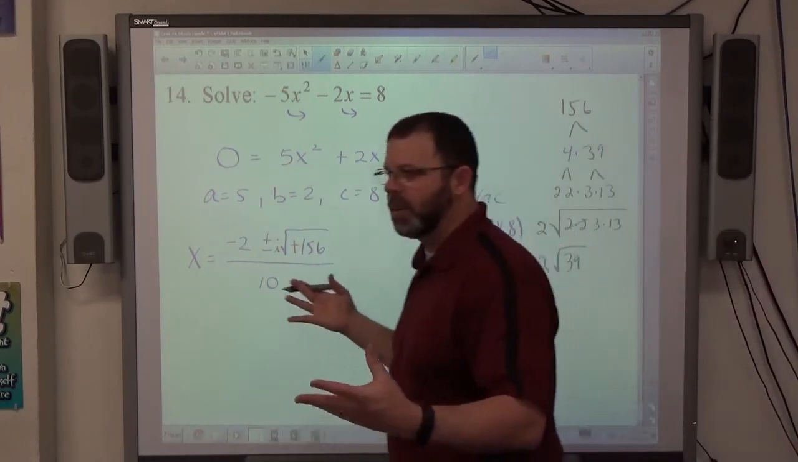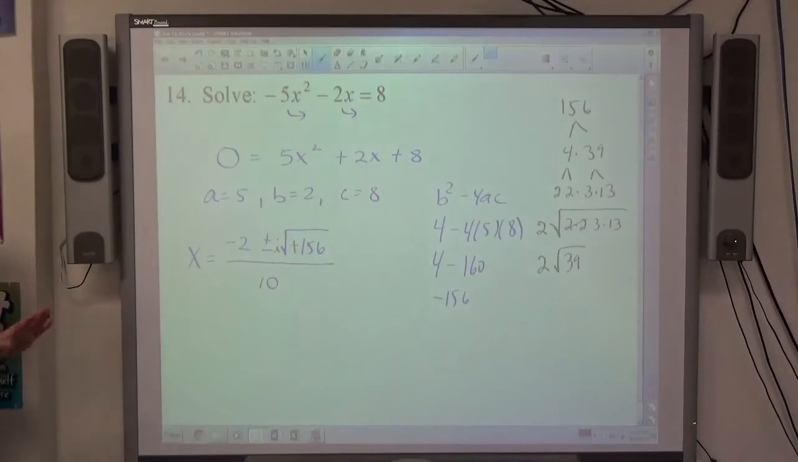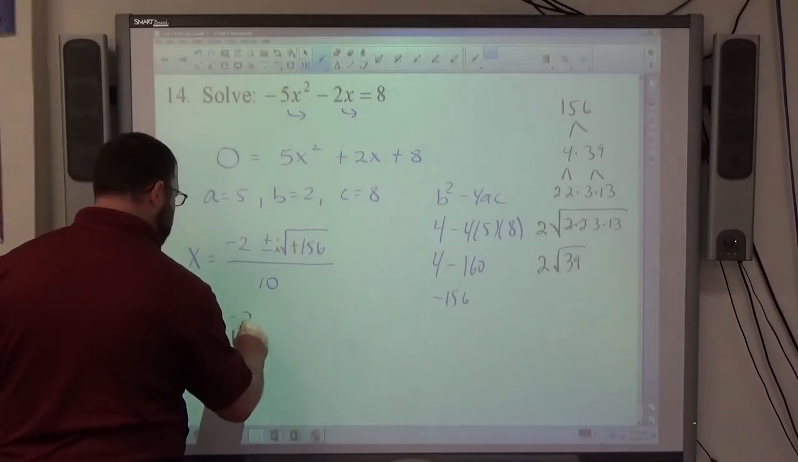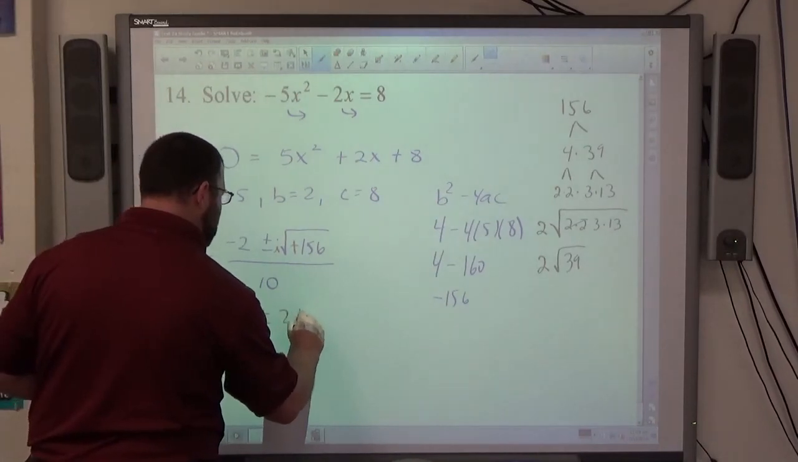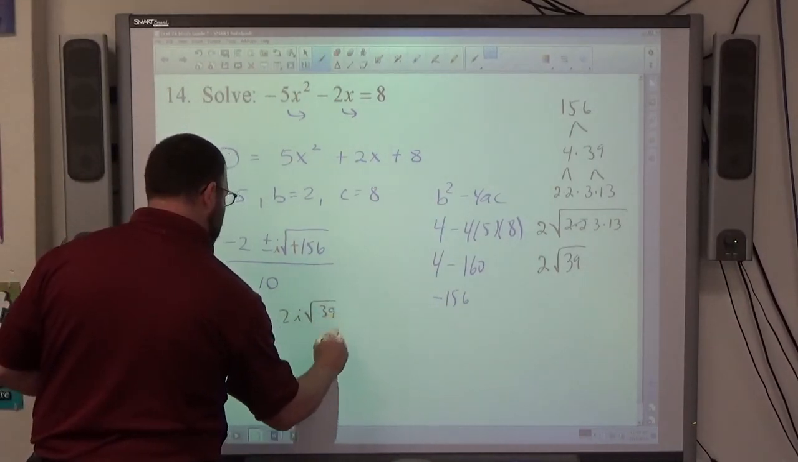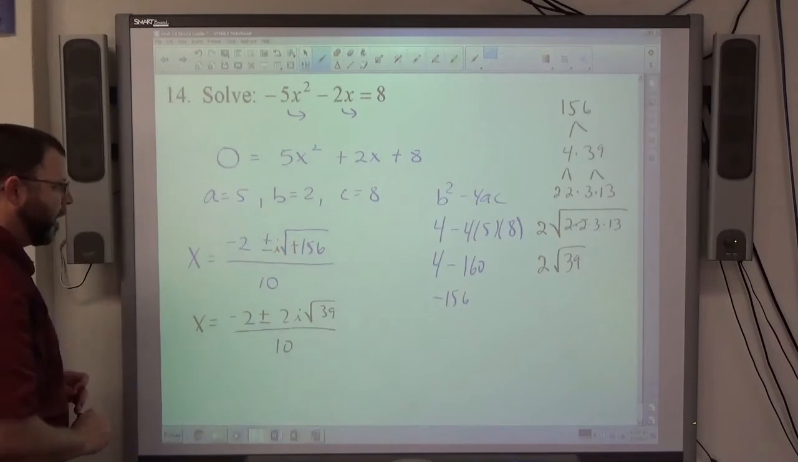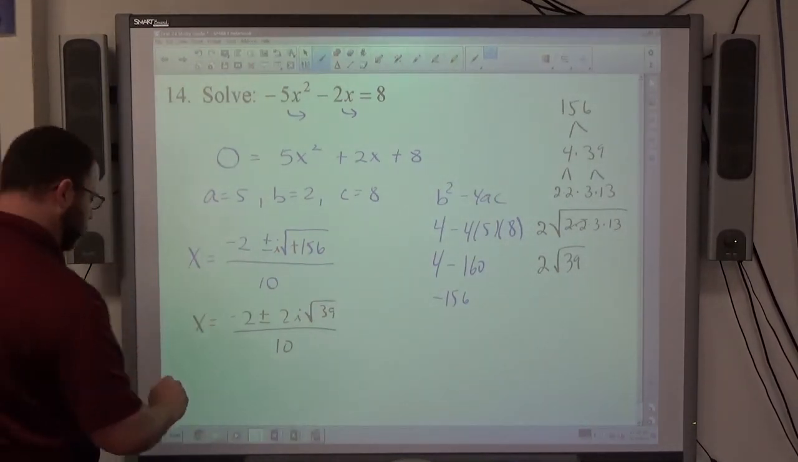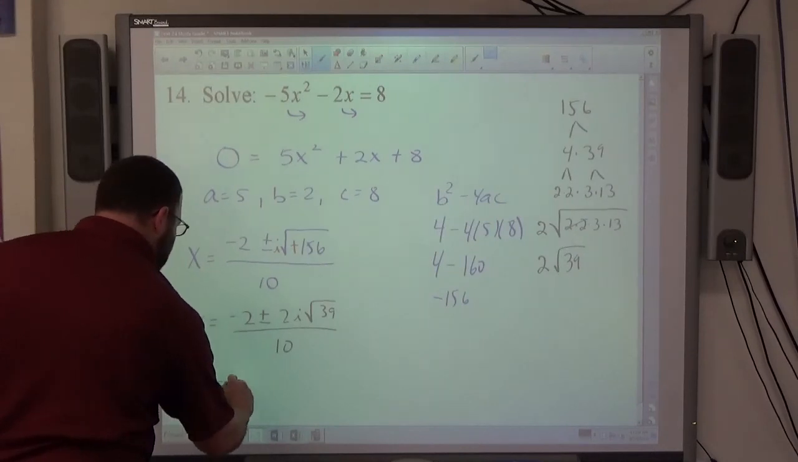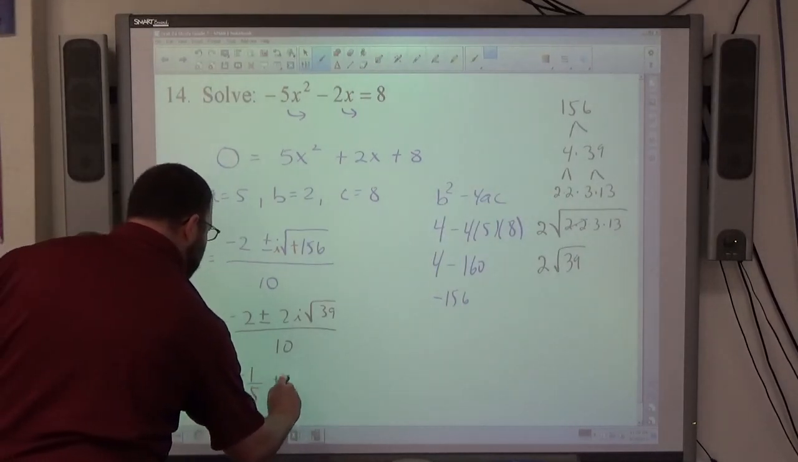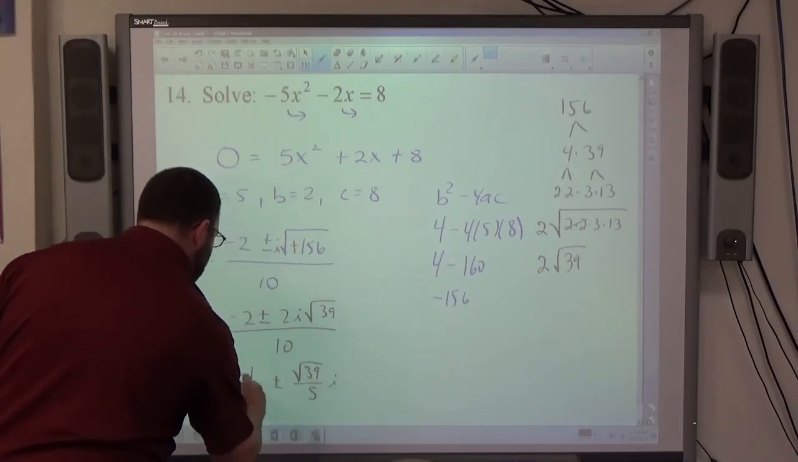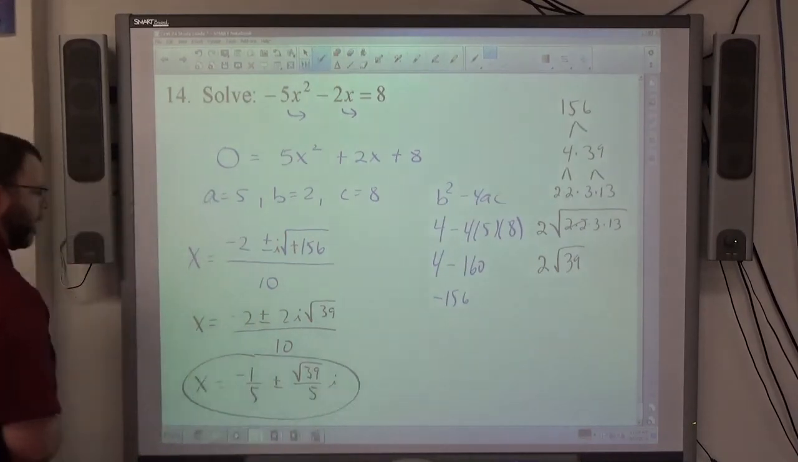Okay, that's, again, basic, simple math there. I expect you guys to be able to do that. So x equals negative 2 plus or minus 2i times the square root of 39 over 10. Then the last thing I expect, since it's imaginary, is to separate the answers and reduce fractions. So I'm going to get negative 1/5 plus or minus the square root of 39 over 5i. That's what I expect the answer to look like on that.